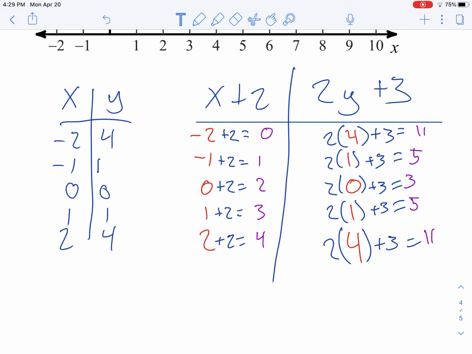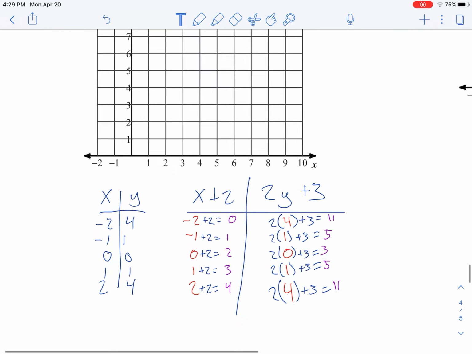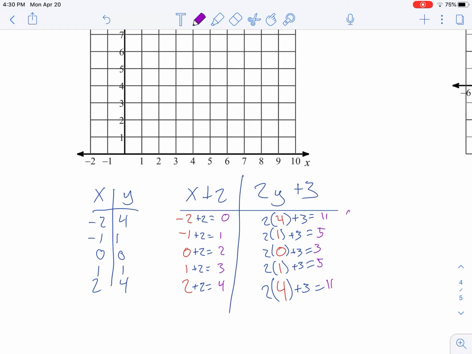Okay. So here are my points. And if I wanted to list them out, I could. I have (0, 11). I have (1, 5). I have (2, 3). I have (3, 5). And I have (4, 11). Those are all points on my quadratic.